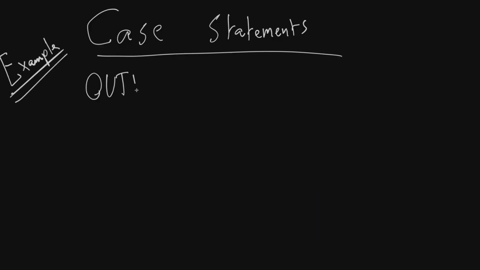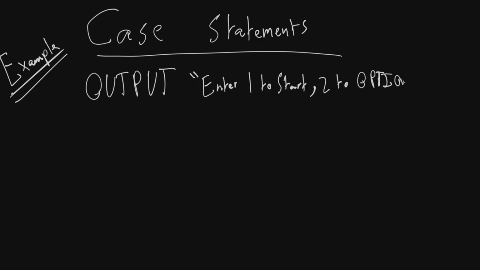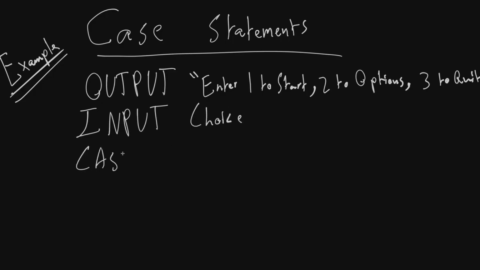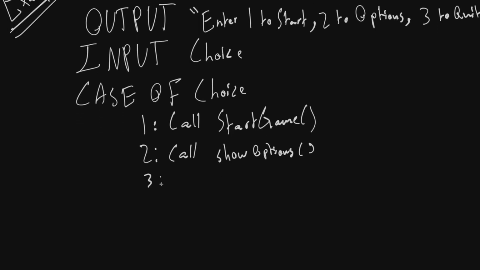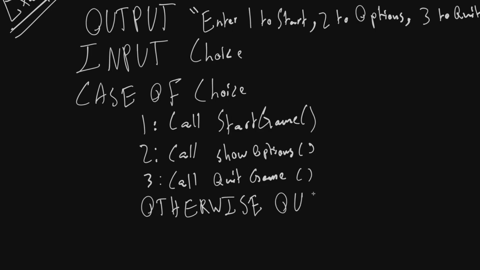An example of the case statement is as follows. Firstly, we prompt the user to enter 1 to start the program, 2 for options, or 3 to quit. Then we input a string data variable named choice. And then we tell the program, in case choice contains the value of 1, then we will call the function startGame. In case the value was 2, we're calling the function showOptions. And in case the value of choice was 3, we're calling the function quitGame.